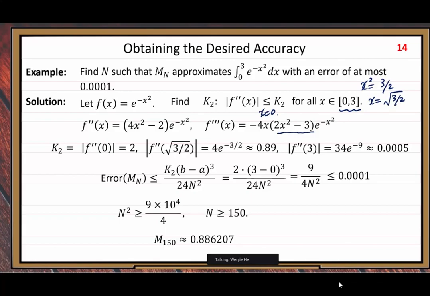So now we use capital M equals 150, use a program, and we get a final estimate. So that's the typical way.